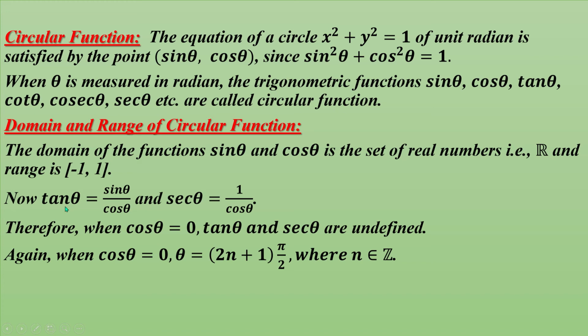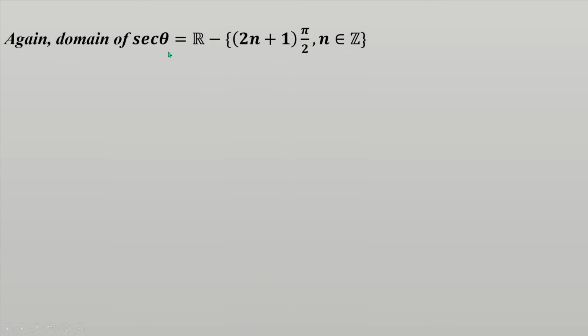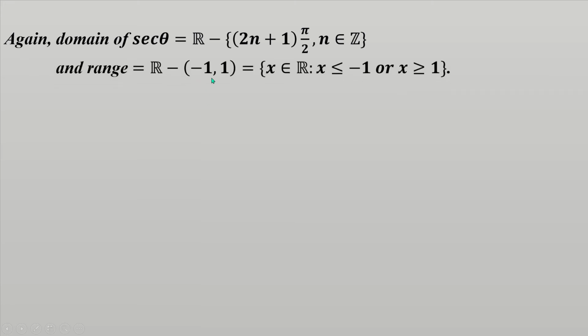Therefore, the domain of tan theta will be all real numbers other than this. That means we can write it this way. Okay, and after putting these values, we'll get real numbers, that means the output is real numbers. So the range will be real numbers. Similarly, the domain of sec theta is R minus the same set. The domain of tan theta and sec theta is the same, but the range will be all values other than -1 to 1.